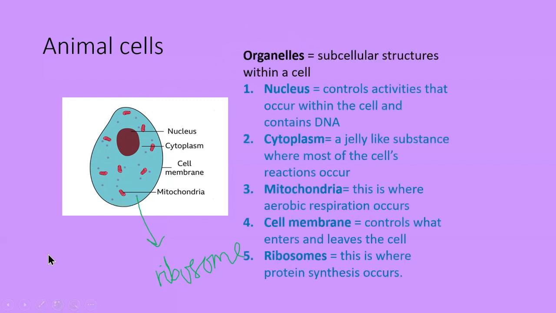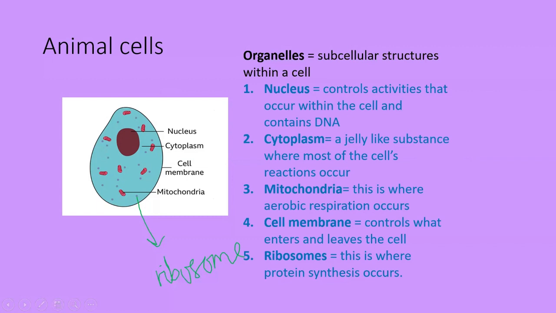So these are called organelles. These subcellular structures, these components within the cells are called organelles. And there are 5 key organelles within animal cells that you need to know the function of and be able to spot it in the exam question. So the nucleus, it basically controls the activities that occur within the cell. It contains the DNA. Then the cytoplasm here is a jelly-like substance where most of the cell's reactions happen.